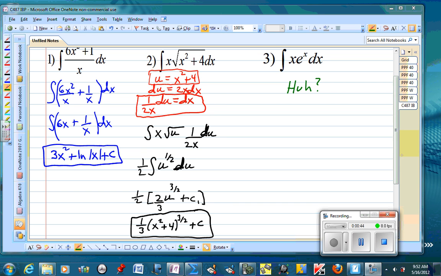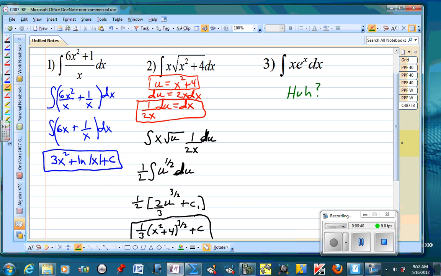Okay, you can see for problem number 1, we just had to do a little algebra trick to rewrite the integrand, and we were able to integrate to get 3x squared plus the natural log of the absolute value of x plus a constant. For problem number 2, we had to do some u substitution, and we were able to get 1/3 times the quantity x squared plus 4 to the 3/2 power plus a constant.